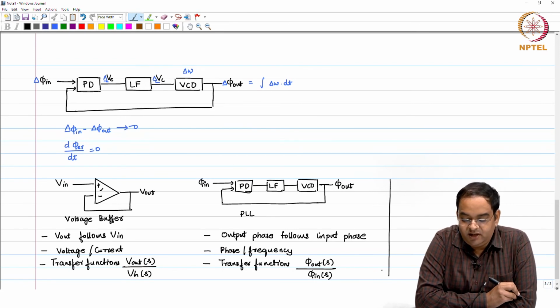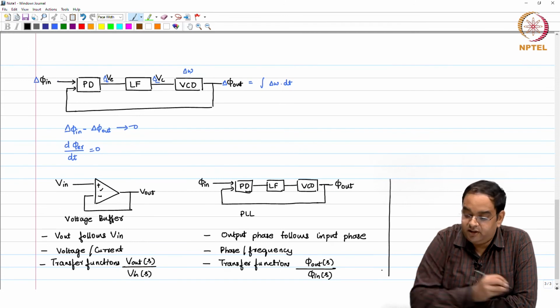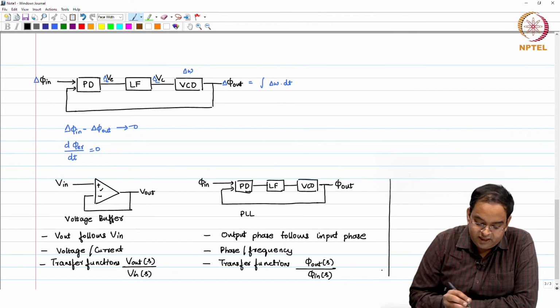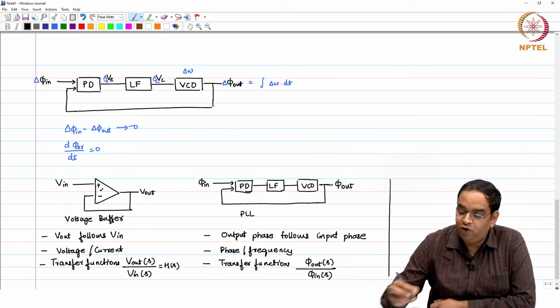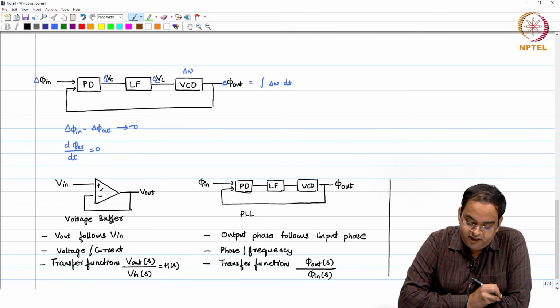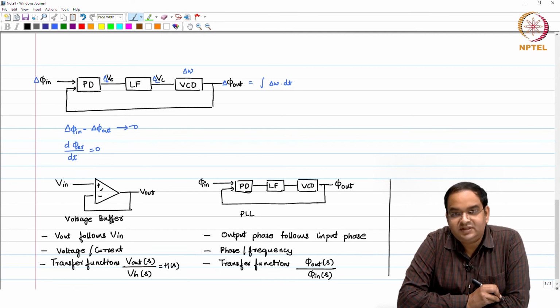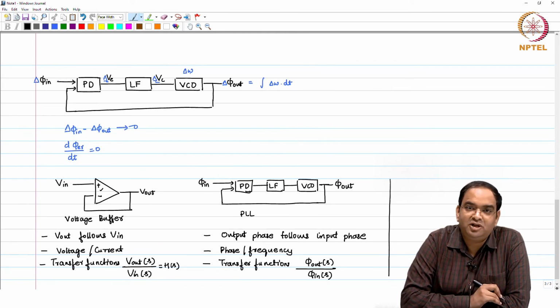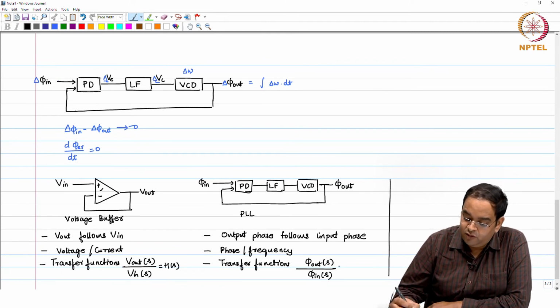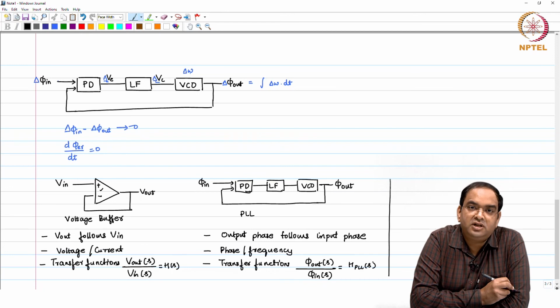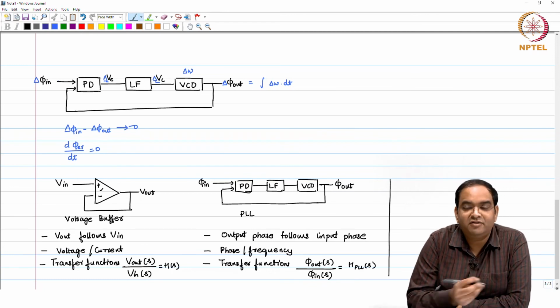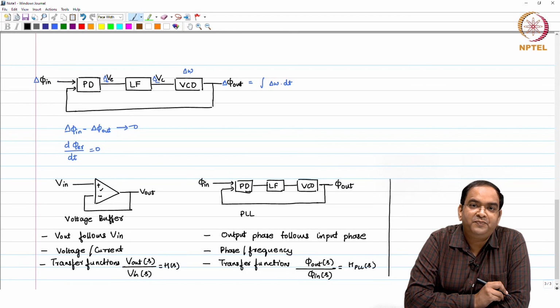So, this is the similarity between your simple voltage buffer and your PLL block. Now, you may find a little confusion: when we look at the transfer function H of S in the voltage domain, we see that this H of S has a certain transfer function, with frequency and phase information for the voltage transfer function. Now, we are talking about the transfer function for the phase phi out, which is actually a phase, and phi in, which is also phase.